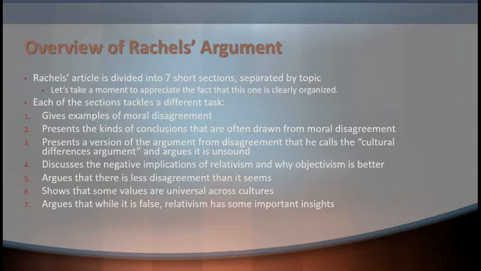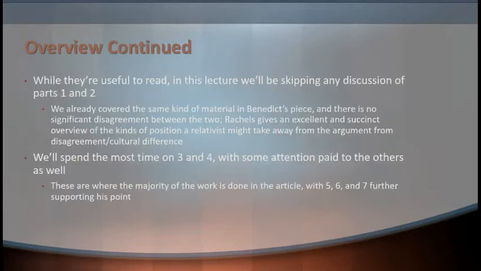In part 5, he argues that there's actually less disagreement than it seems, and part 6 shows that there are some values that are actually universal across different cultures and different time periods. And then part 7 argues that while relativism is false, it still has some important insights that are of value to all people, including moral objectivists. That is, there are some things that you can learn from relativism, even if you think that it's false.